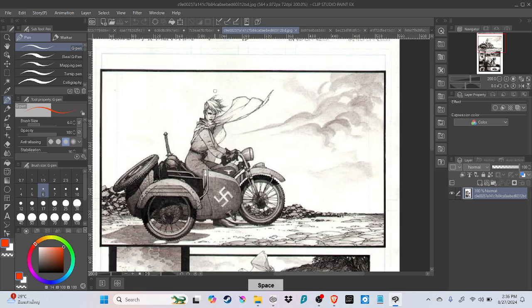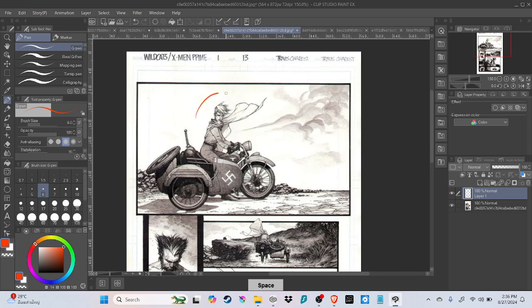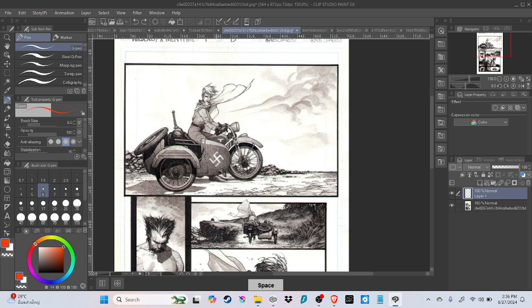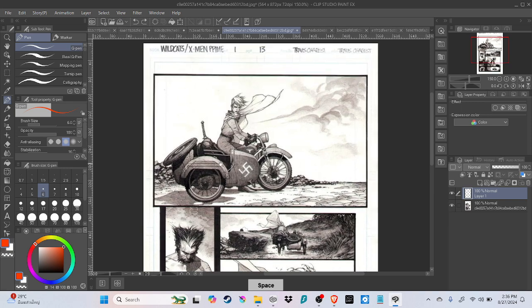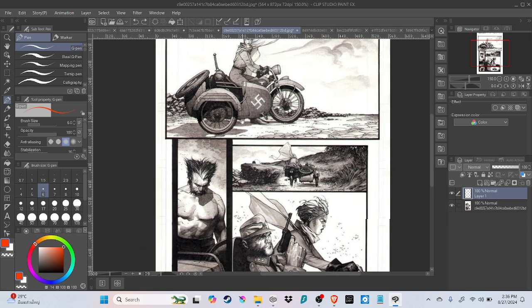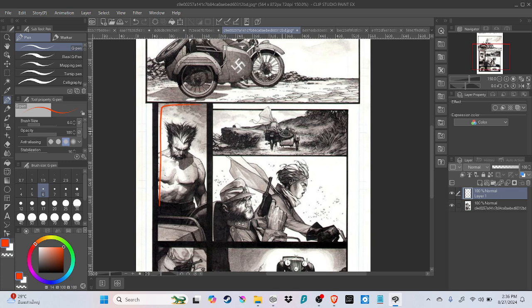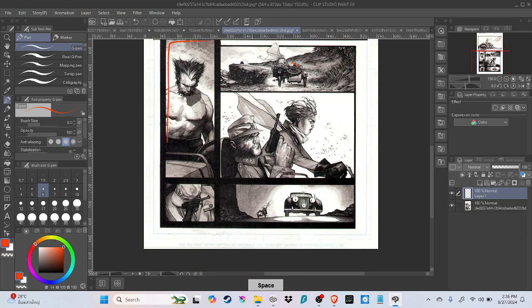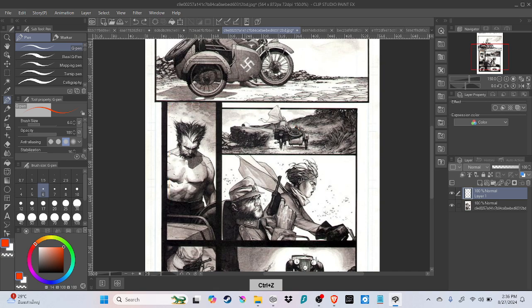We see the girl that he was fighting earlier has pulled up on what I would assume is a stolen Nazi motorcycle with a sidecar. She's basically got this attitude like, come on, let's go. I'm ready to go, right? And then we see Wolverine is walking up. He's obviously getting in the vehicle, and we see a number of different things going on here, right?